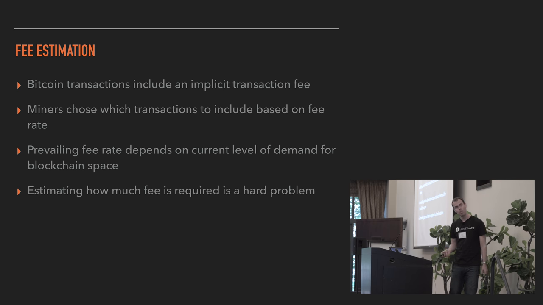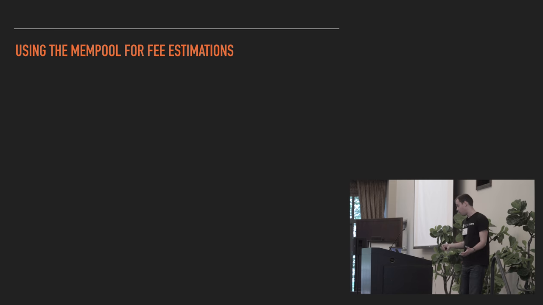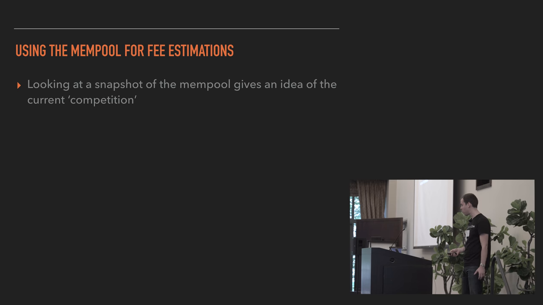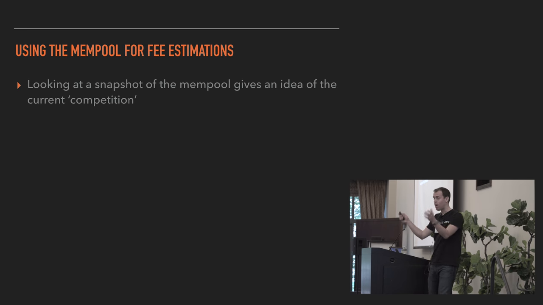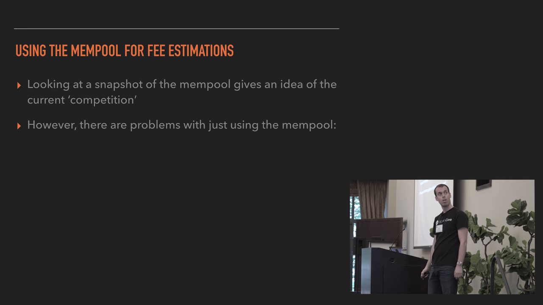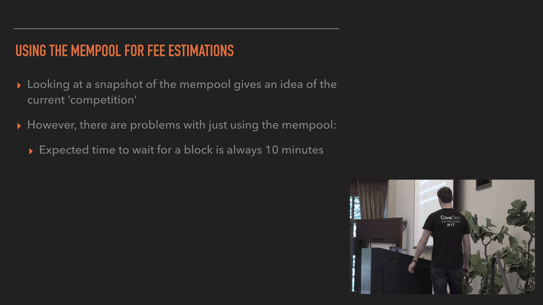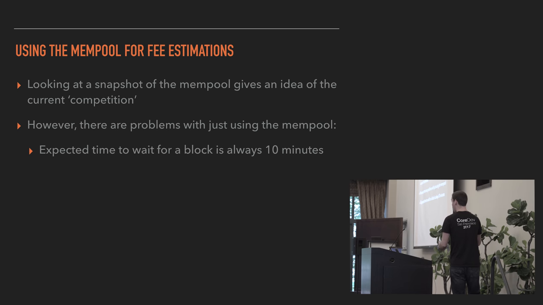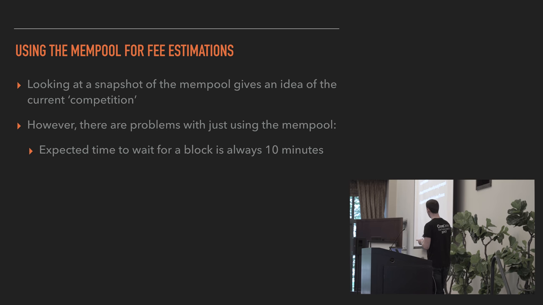It's an estimate. So we could use a mempool for this. We could look at a snapshot of the mempool and say, these are the outstanding unconfirmed transactions. These are what I'm competing against. But there are problems with that, right? The expected time to wait for a block is always 10 minutes. So if the last block was 9 minutes ago, the expected time for the next block is not 1 minute, it's another 10 minutes. That's a function of the Poisson distribution.